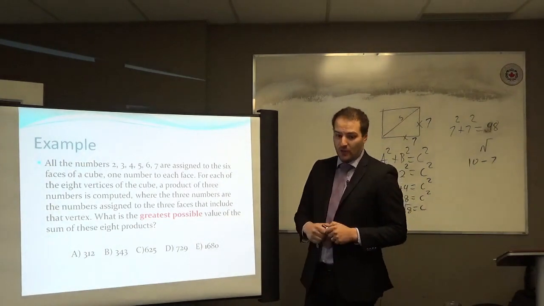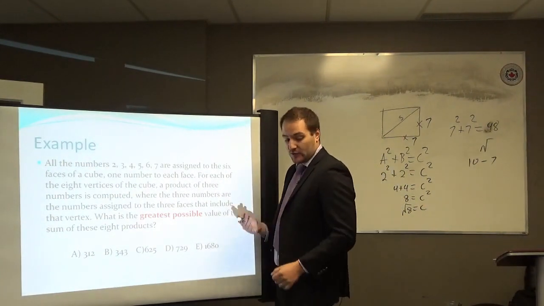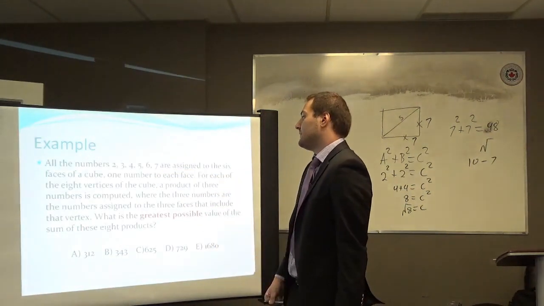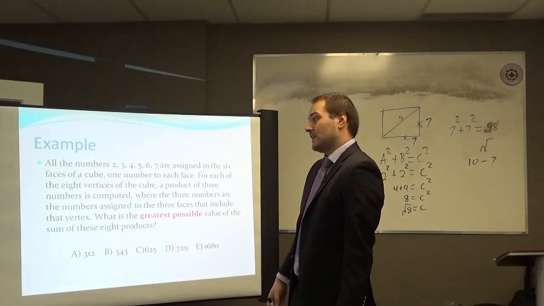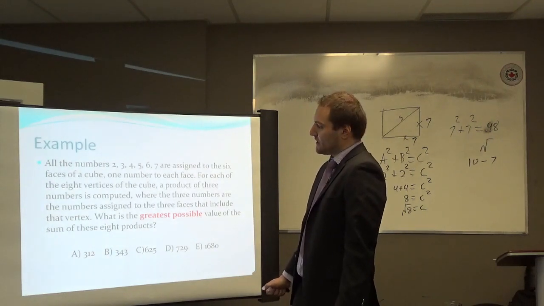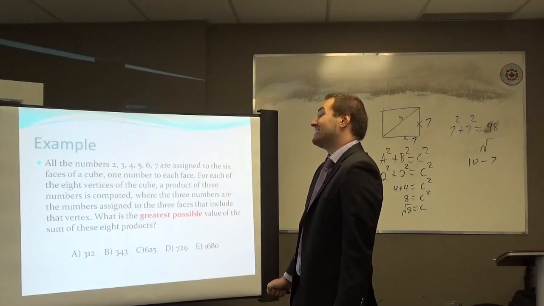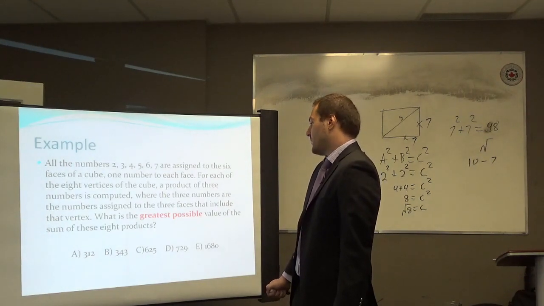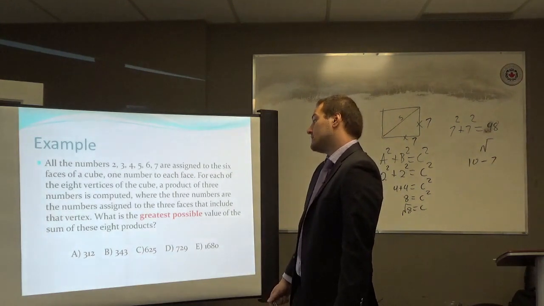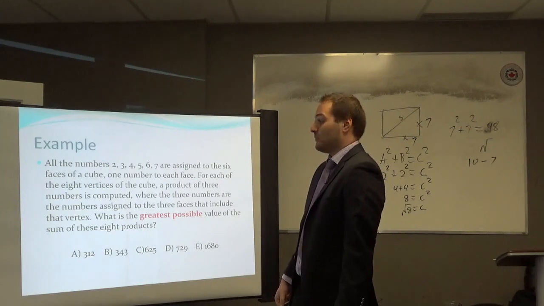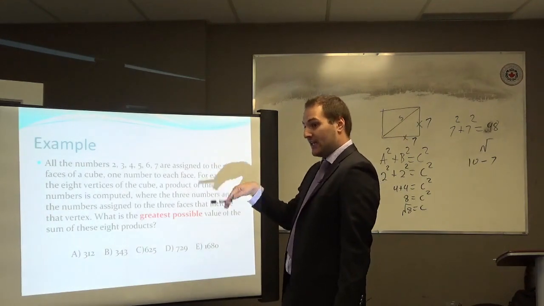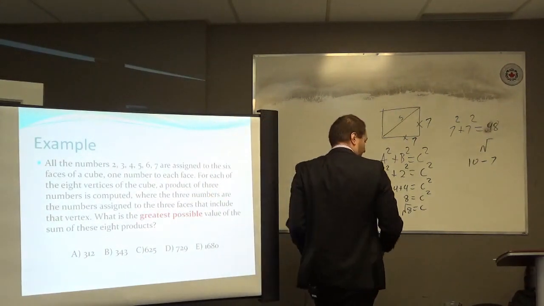Okay, so let's take this example. Much harder. I want you guys to take a minute. I'll read it to you, but then you'll have to read it again yourselves. All of the numbers 2, 3, 4, 5, 6, and 7 are assigned to the 6 faces of a cube, 1 number to each face. For each of the 8 vertices of the cube, a product of 3 numbers is computed, where the 3 numbers are the numbers assigned to the faces that include that vertex. What is the greatest possible value of the sum of these 8 products? Now this is right from the grade 10 test. So take another minute, read it again, see if any of it makes sense.